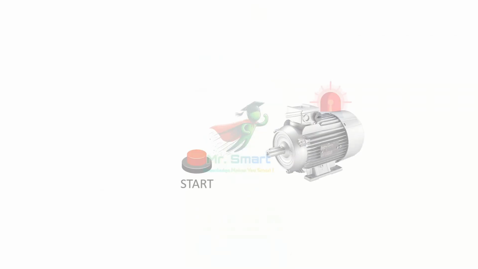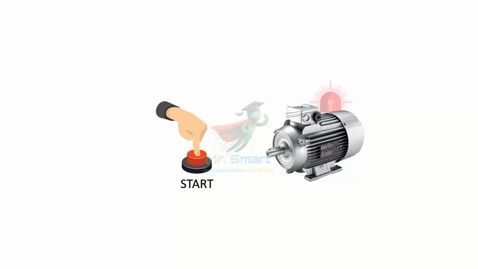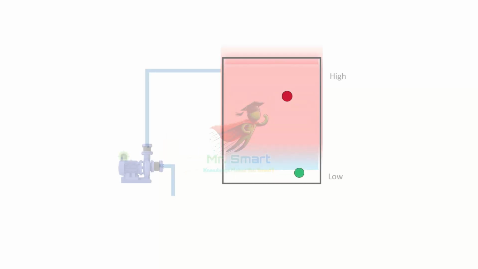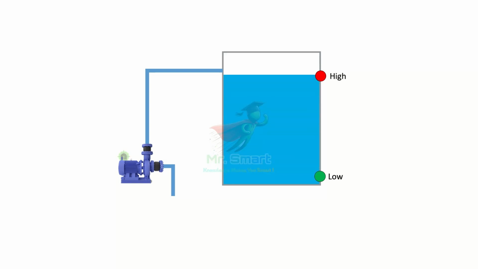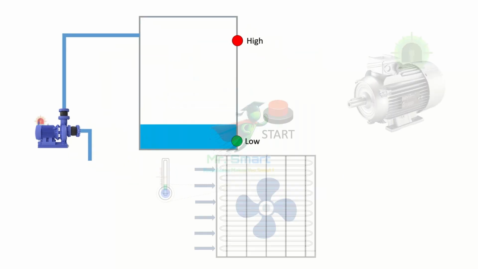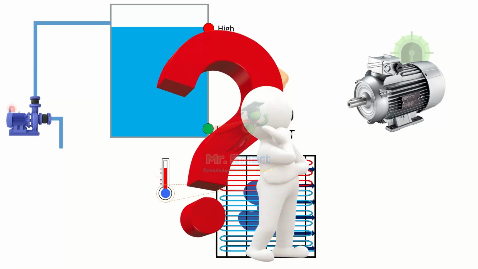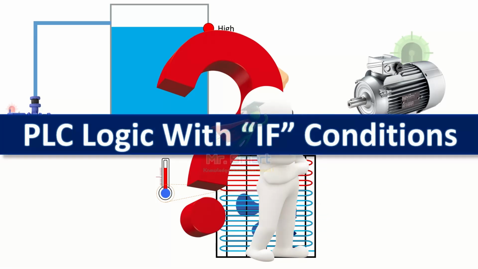After all, knowing that a start button is pressed doesn't automatically start a motor. Knowing that a temperature is 85 degrees doesn't automatically switch on a cooling fan. Knowing that a tank is full doesn't automatically stop a pump. Something has to look at those values, analyze them, and decide what action to take. And that something is logic. That's what we are going to learn in this video. The very basics of writing a logic with conditions.